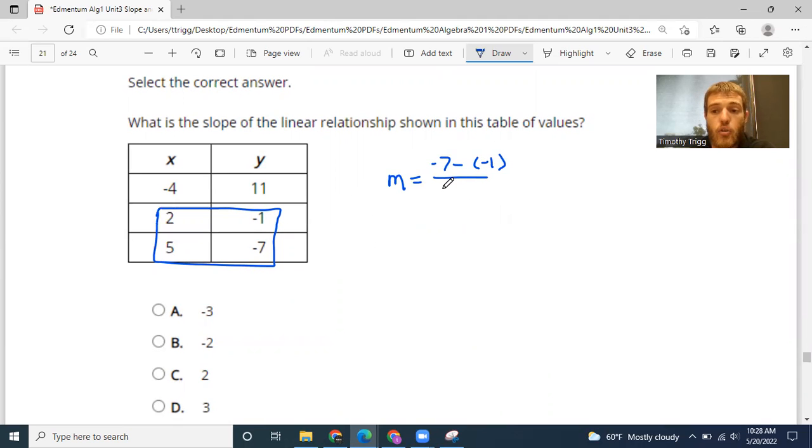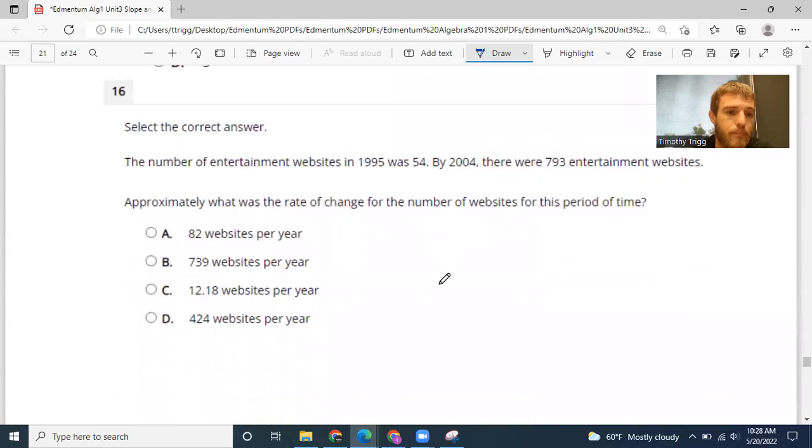On the bottom, that's your run. Remember, it's rise over run. The rise, you look at the y coordinates. For the run, you look at the x coordinates. So 5 minus 2. Giving us -7 plus 1, because that negative makes it a plus. And then here we have 3. So that's -6 over 3. Go and reduce that fraction and tell me which of those is the correct slope.